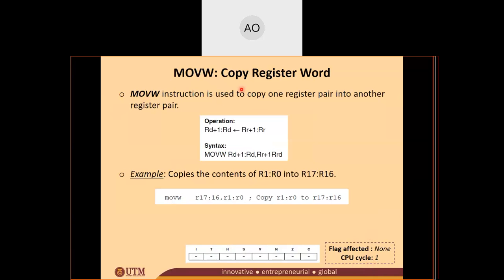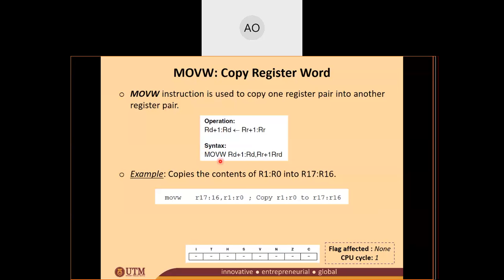Right, then we have a MOVW. MOVW stands for copy register word, which means you're going to copy 16-bit data. If it's MOV, you're going to copy 8-bit data. But this one, you're going to copy 16-bit data. The MOVW instruction is used to copy one register pair into another register pair.